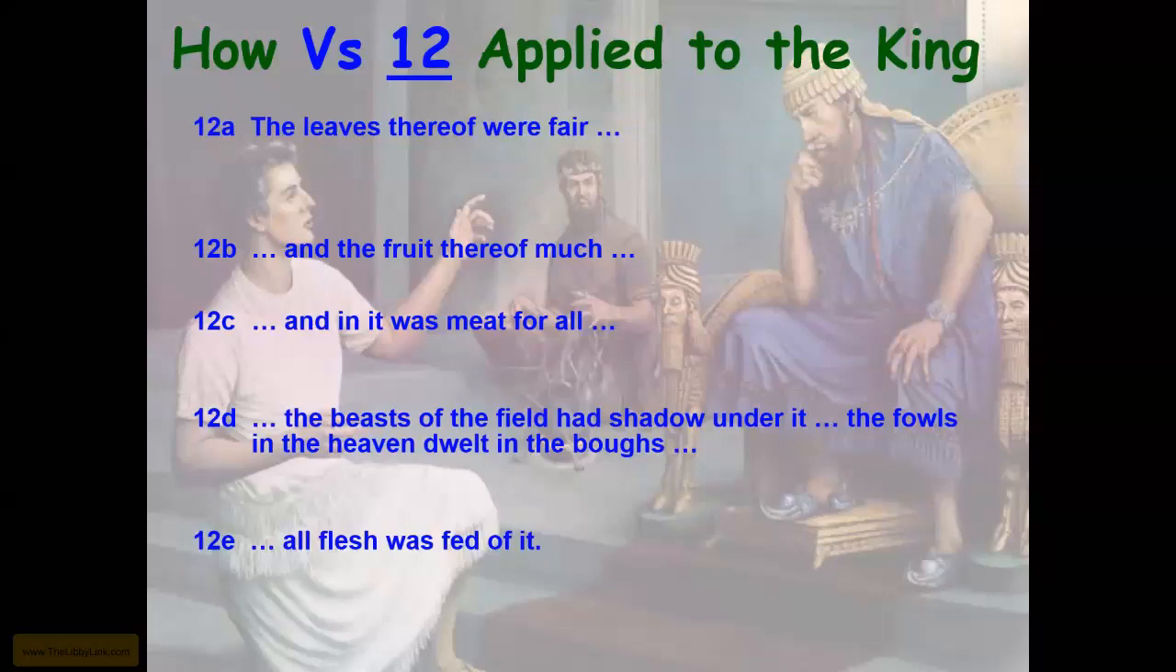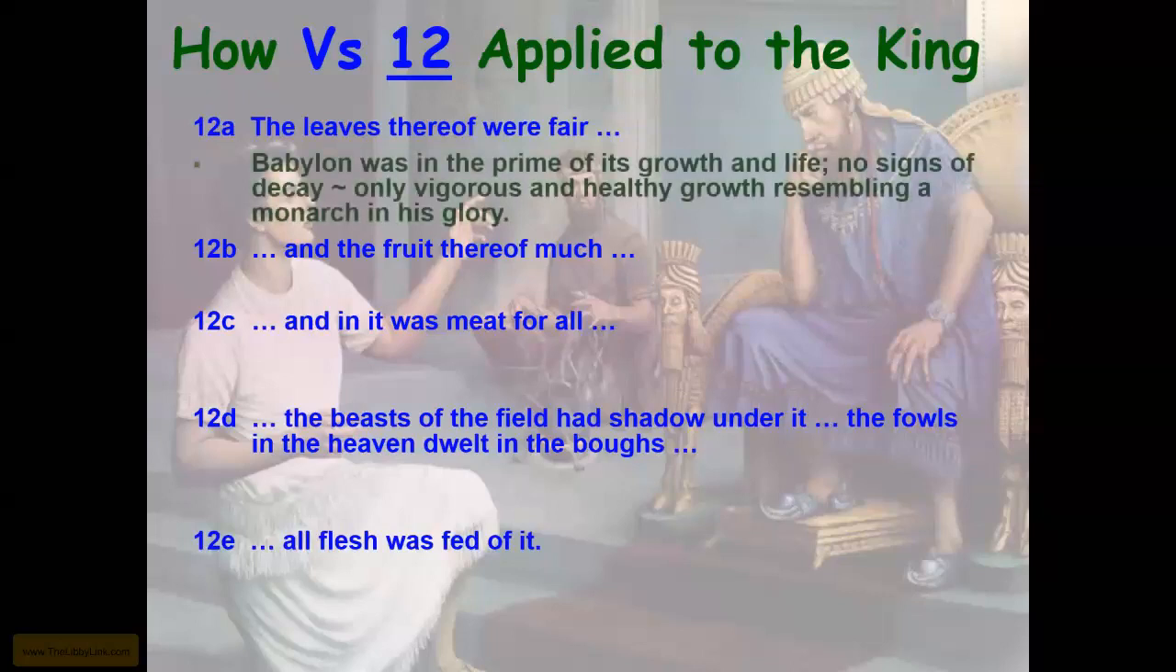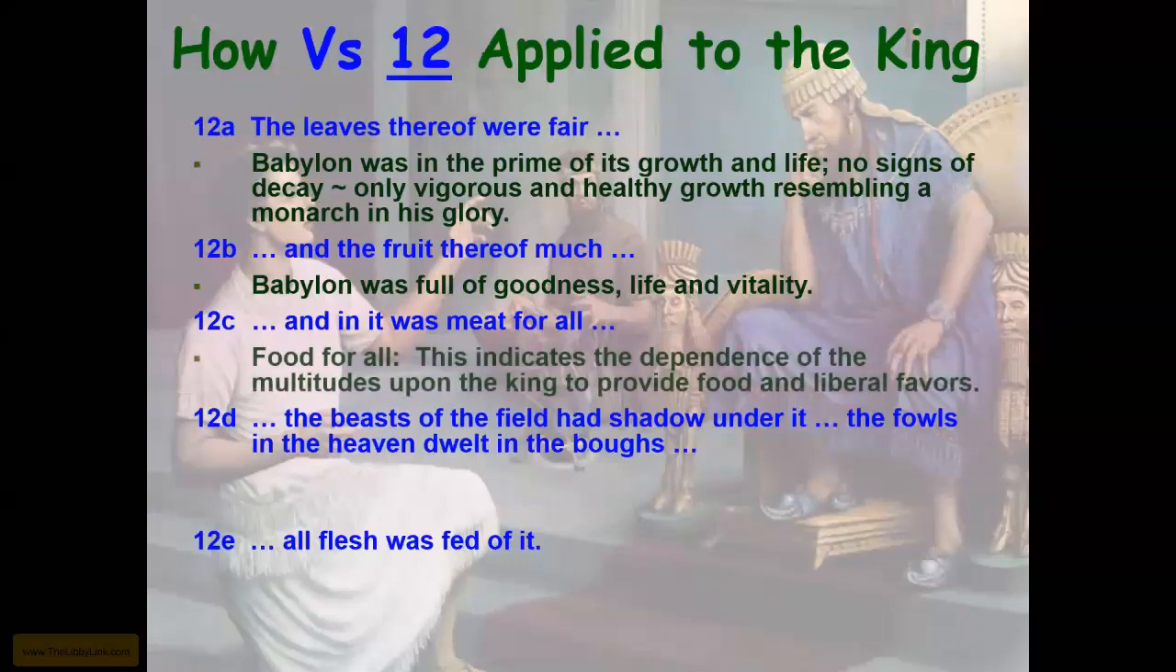Verse 12a, "The leaves thereof were fair," meaning Babylon was in the prime of its growth and life. There were no signs of decay in this kingdom, only vigorous and healthy growth, resembling a monarch in his glory. "And the fruit thereof much." Babylon was full of goodness, life, and vitality. There were many benefits for all citizens, and it was meat for all, food for all. This indicates the dependence of the multitudes upon the king to provide food and liberal favors.